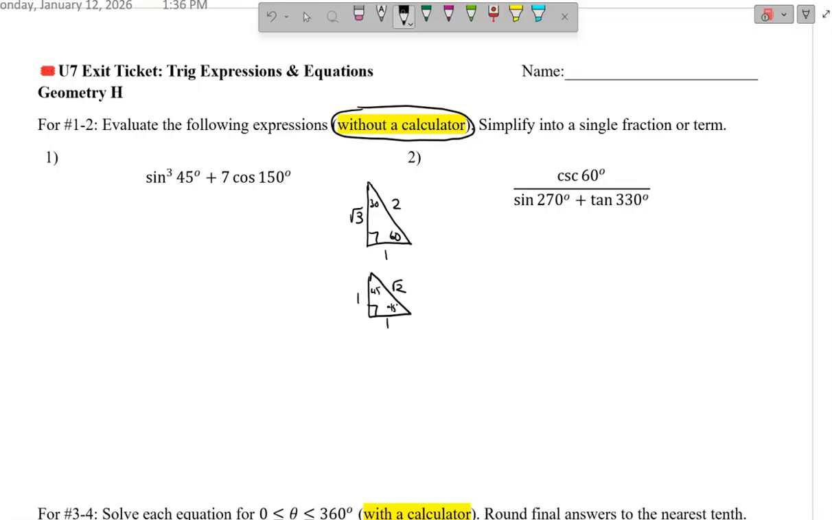That's 1, 1, root 2. And then I'm also going to write in my key unit circle values that we need, especially when we're dealing with a quadrantal. So let's fill those in. And that's 1, 0. All right, so we'll need to use those throughout the problem.